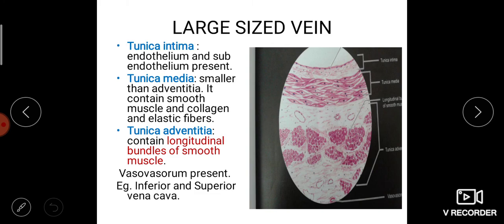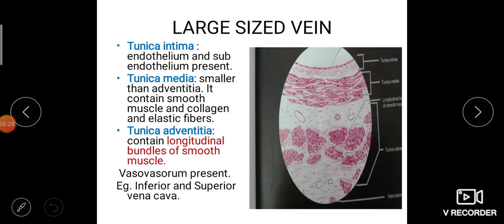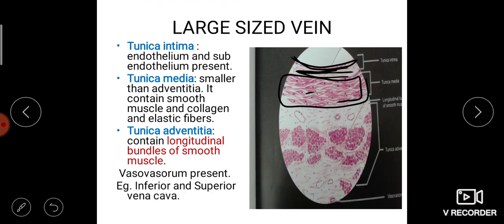Now, large sized vein. A large sized vein has tunica intima, then tunica media and tunica adventitia. Tunica intima, endothelium. You can see it here. This is the endothelium. Here comes the subendothelial connective tissue. This is the tunica media with the smooth muscles, and some collagen fibers are present in between. Then tunica adventitia. Tunica adventitia is this.